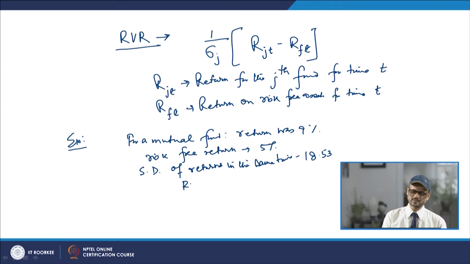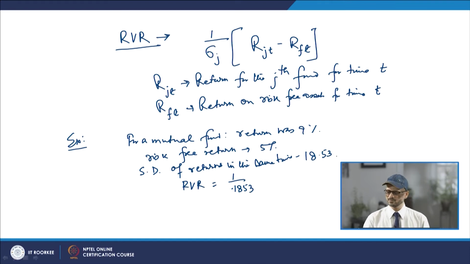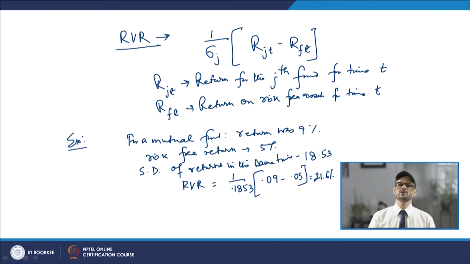So, the risk to variability ratio will be 1 by 0.1853, in terms of percentage, and you will multiply it with 0.09 minus 0.05. So, that will come out to be something close to 21.6%. It means that the fund is providing 21.6% return beyond the risk free rate. That is what the risk to variability ratio means.